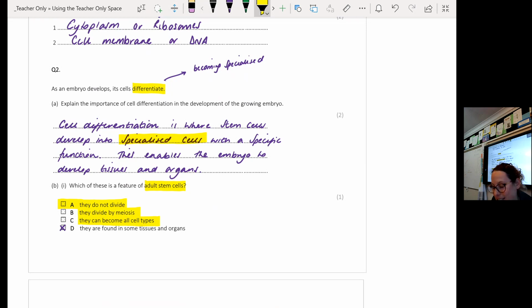And that is because, as we go through this, obviously this is an example of how your questions are synoptic. This might be a topic 1 question, but it's also linking in topic 11 with reproduction, because I don't talk about meiosis until we get to reproduction. But meiosis technically is the type of cell division that forms your sex cells. Now, sex cells are your sperm and your egg, and adult stem cells are not sperm or egg. Therefore, I know it's not divided by meiosis. So the correct answer is D. They're found in some tissues and organs. That's where we get adult stem cells from.